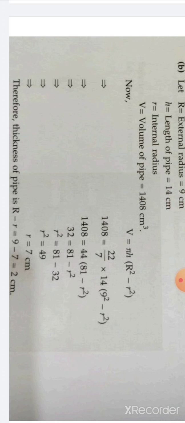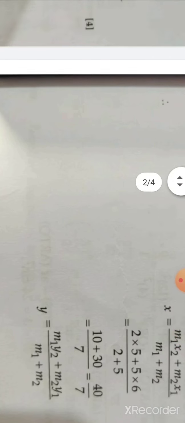So thickness of pipe is capital R minus small r, which is 9 minus 7 is equal to 2 centimeter. So this is the solution of question 6b. Now moving on to question C. Question 6c part. Here is the figure given to us.